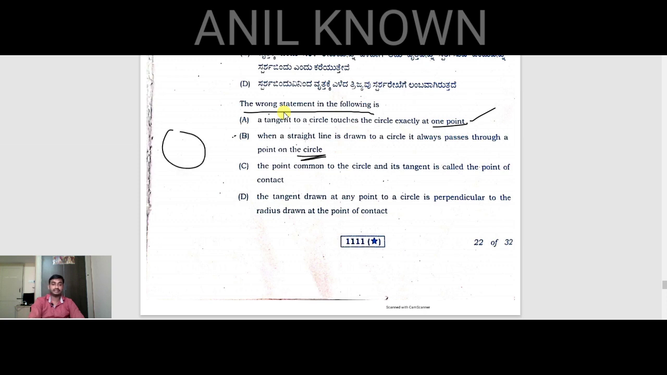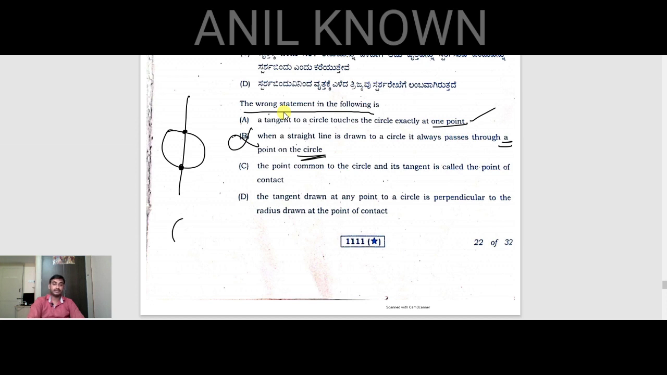See, this is a circle. If you draw a straight line, it passes through 2 points. But here, saying it touches at one point on the circle is wrong. So, this will be the wrong statement. The point common to the circle and its tangent is called the point of contact.